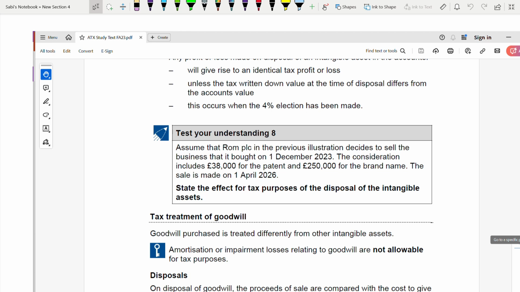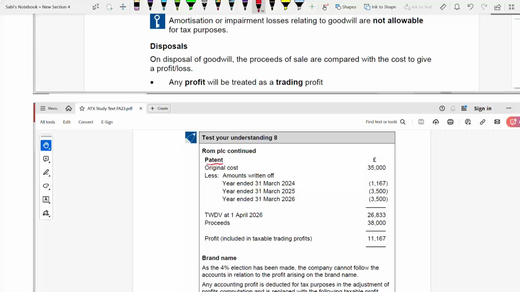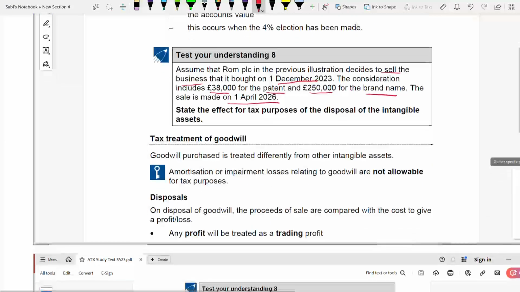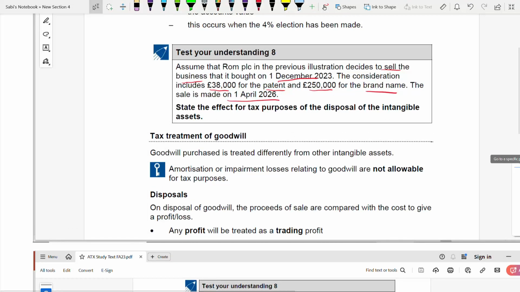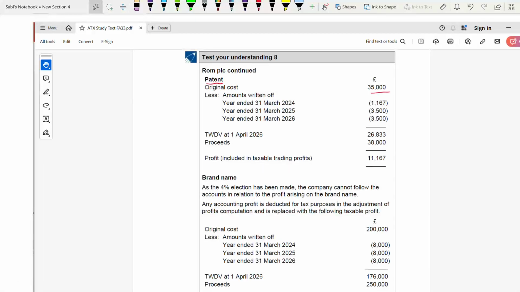Assume Rome in the previous illustration decides to sell the business that it bought on 1st December for 38,000 for patent and 250,000 for brand name. The sale is made on 1st April 2026. So now I have the answers with me. First, let us start with the patent. Original cost was 35,000. It was there in the previous question. And the brand name's original cost was 200,000.